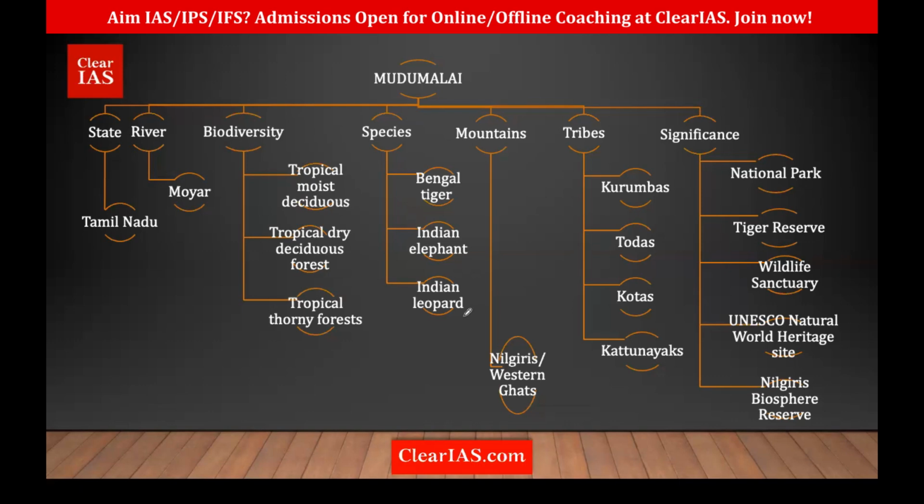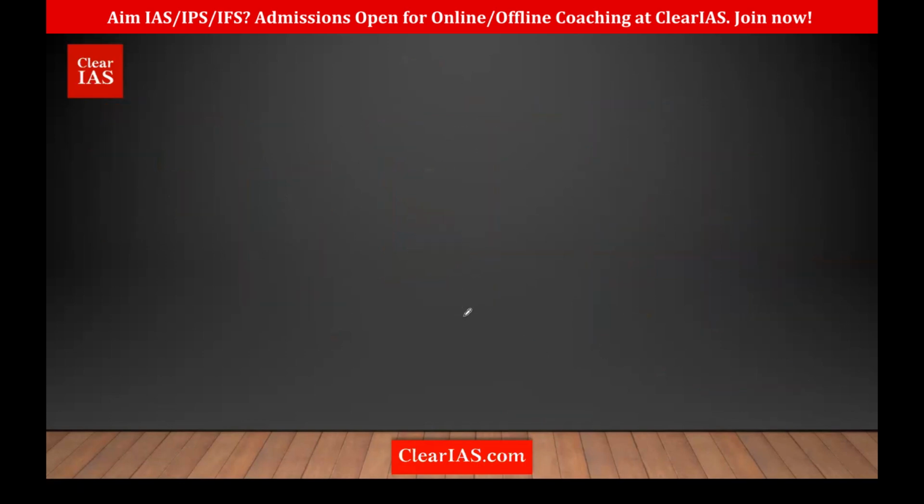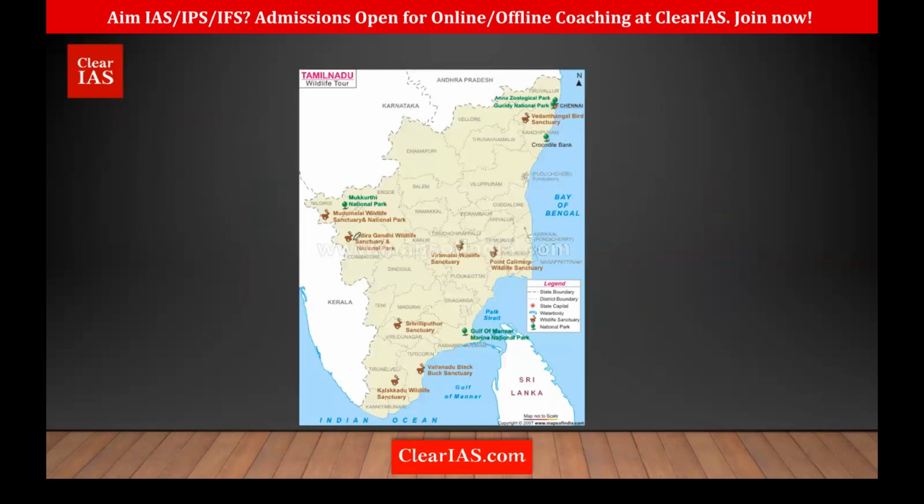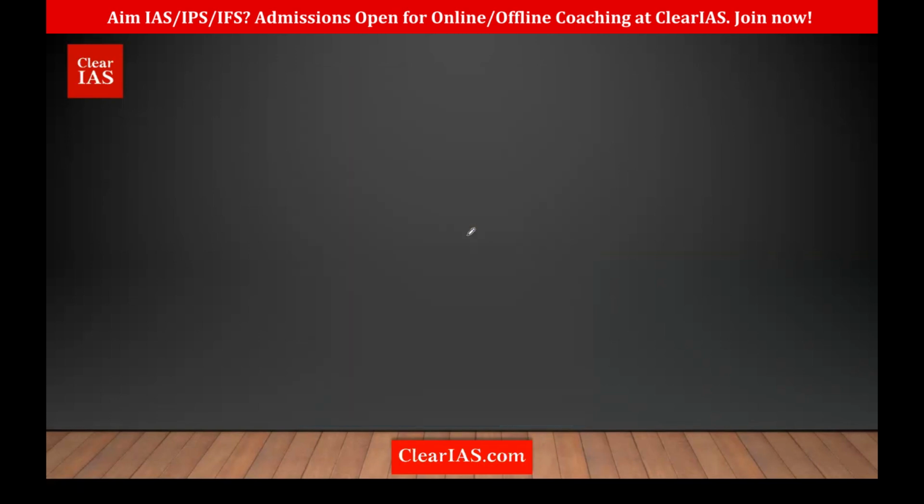Then the significance. It is a national park, tiger reserve, wildlife sanctuary, and UNESCO World Heritage Site, as well as a part of Nilgiris Biosphere Reserve. Okay. Yes. So as you can see the location of Mudumalai. So it's here. It's actually almost near Kerala border. Okay. So it's on the eastern slope of Western Ghats. Okay. So yes, that is Mudumalai. Okay. So yes, we also spoke about Moyar River.